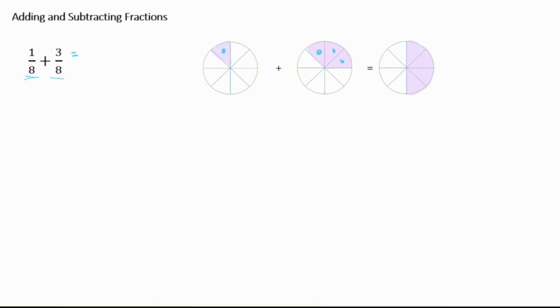So whenever our denominator is the same, what we can do is simply add the numerators, which is the top numbers, and keep the denominator, which is the number at the bottom, the same. So 1 plus 3 is 4, and the denominator stays the same, which is 8. So as we saw in our diagram, we had 4 parts out of a total of 8 that were shaded.